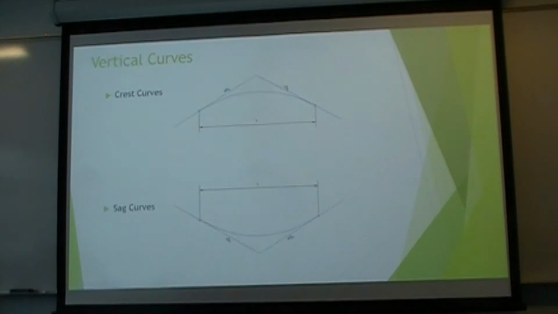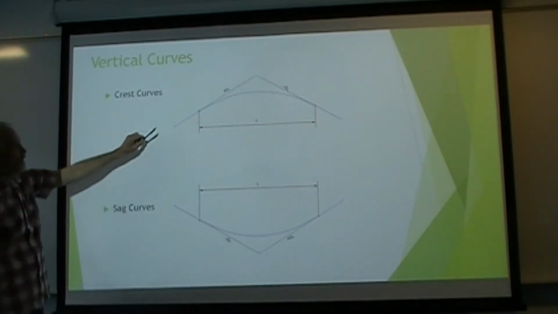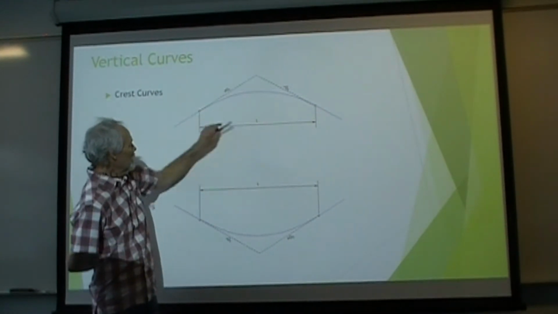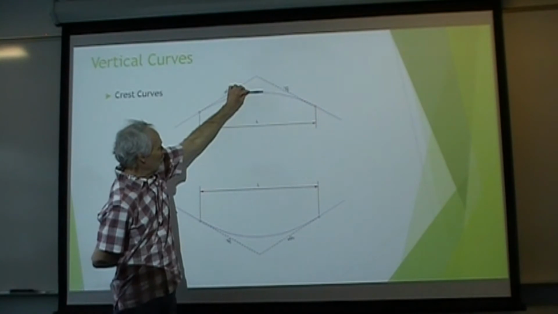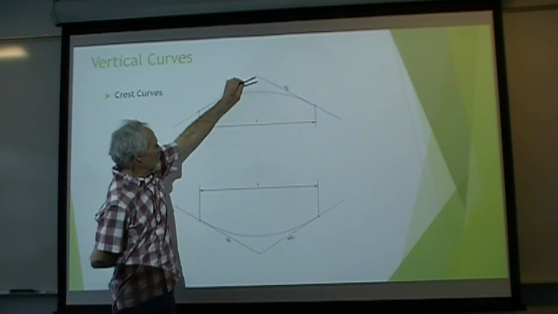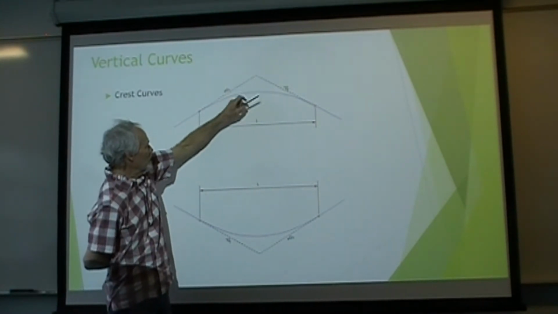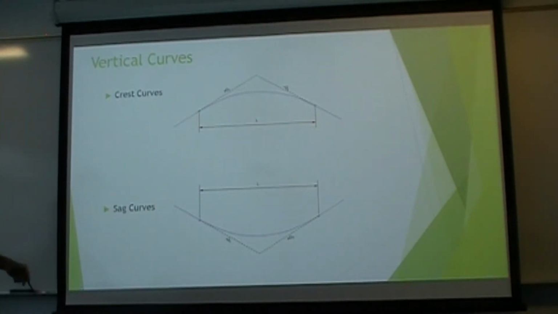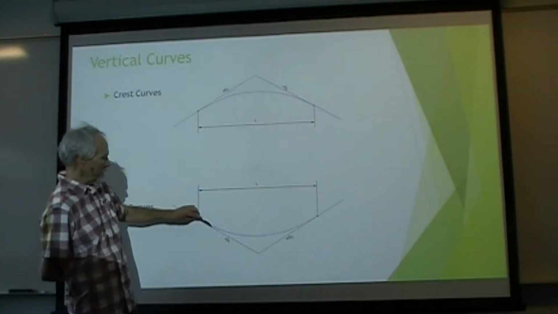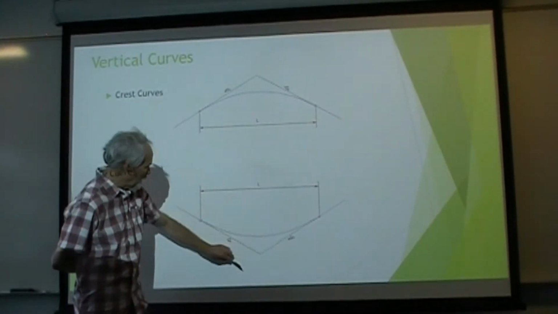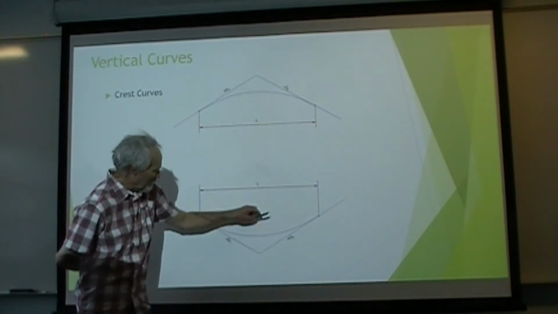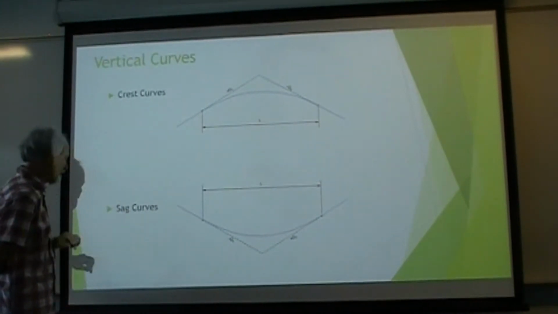Okay. So this is your example. This is what you would call the classic crest curve. Notice my G1 is coming in positively, G2 is going out negatively, and this thing is somewhere along here developing a high point. And it's not always right opposite the PVI, by the way. It would depend on what the values of G1 and G2 are. Sag, this is a classic one that's going to catch water down here somewhere. G1 down, G2 out, up. Okay. This is what we would call a sag.